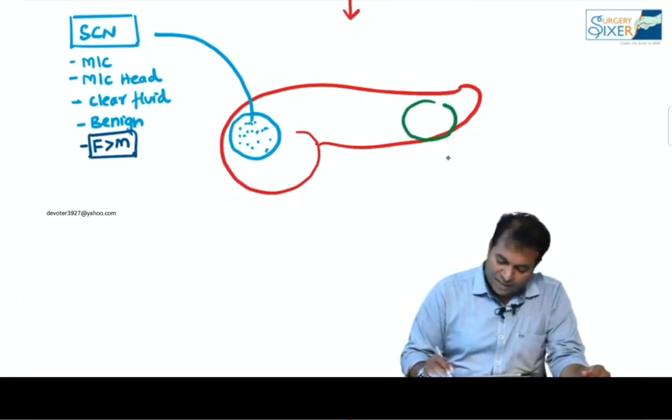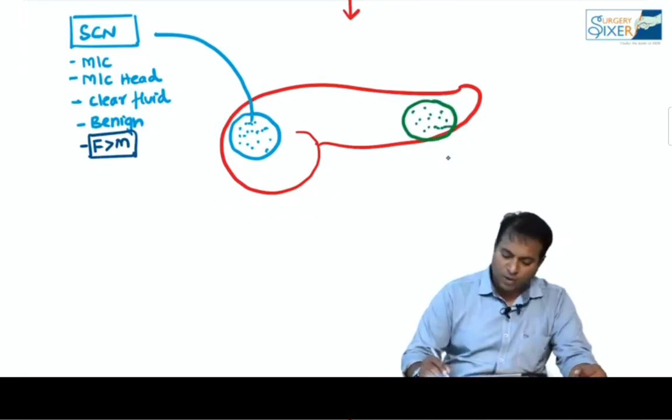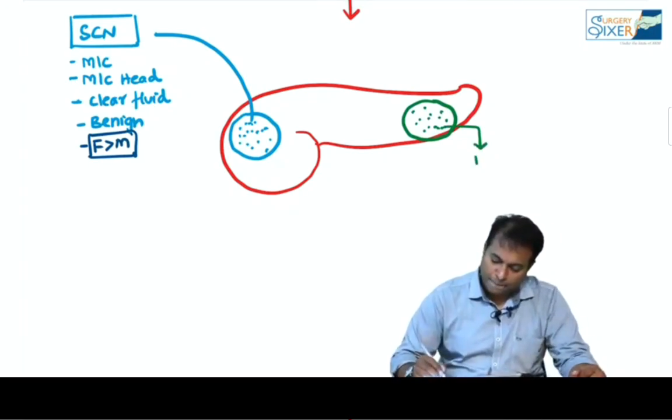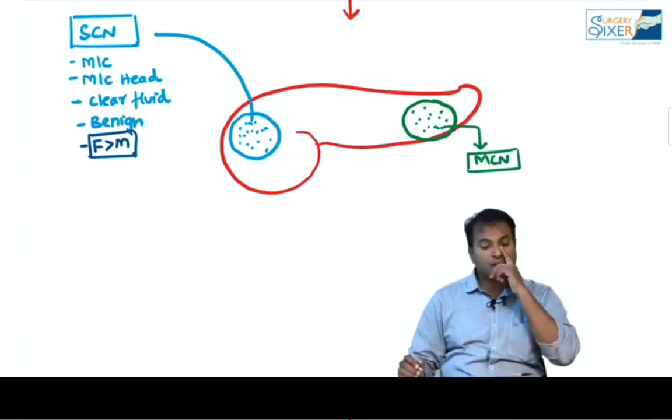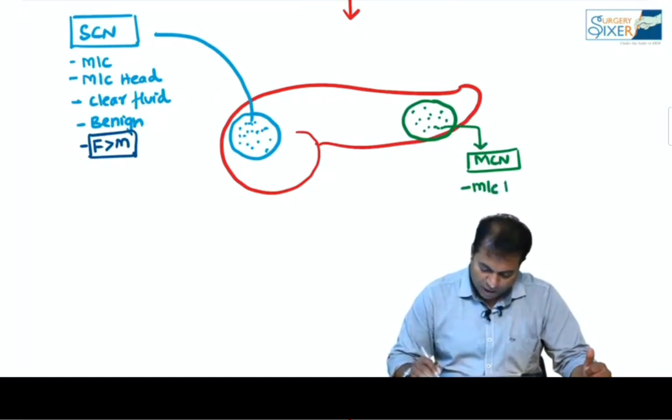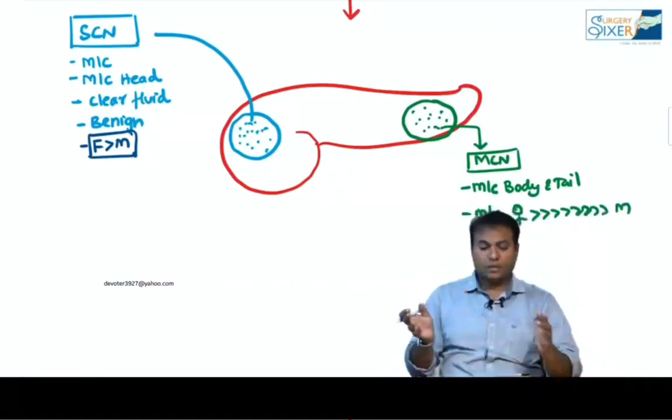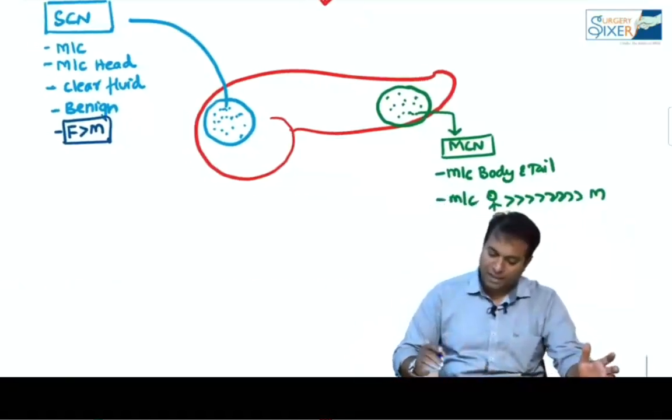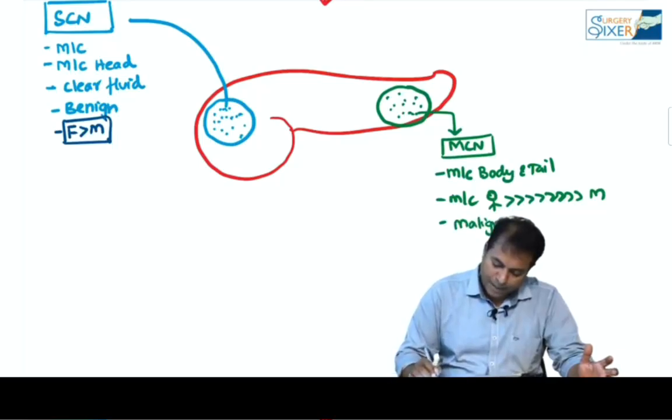And coming to the neoplasm which is seen more commonly in the body and tail, what is it? This is known as mucinous cystic neoplasm. It is more common in the body and tail. And a very interesting point is that it is very common in females and very rare in males. In fact, it is almost exclusively seen in females. And it is usually malignant, and it contains mucinous fluid.